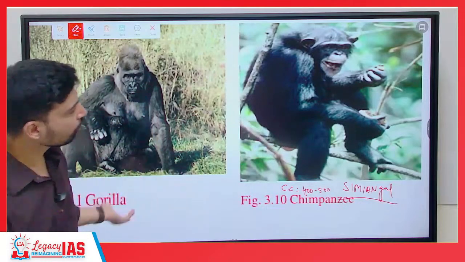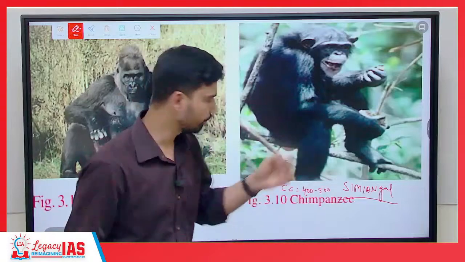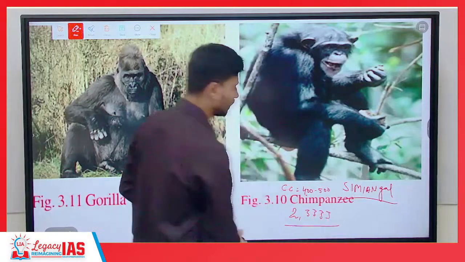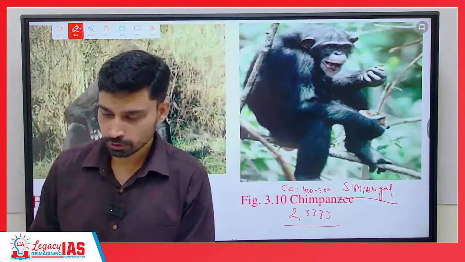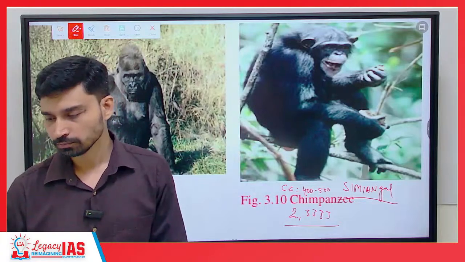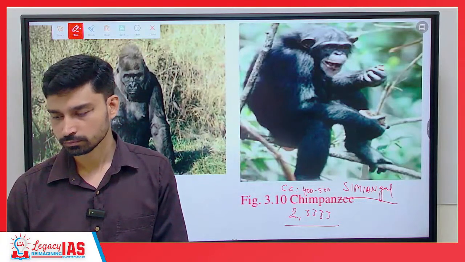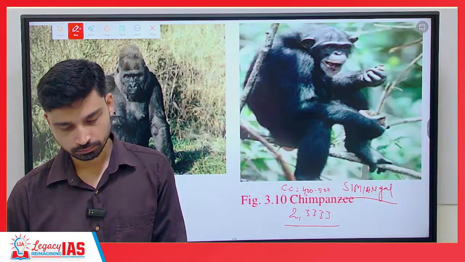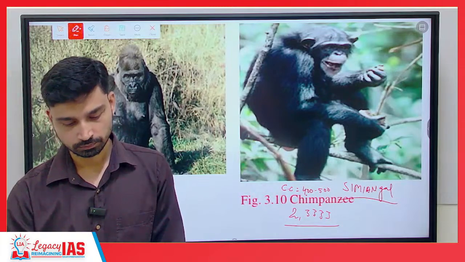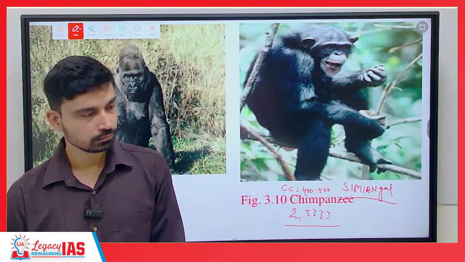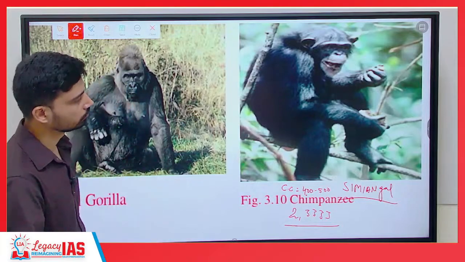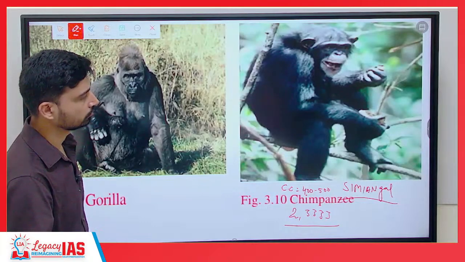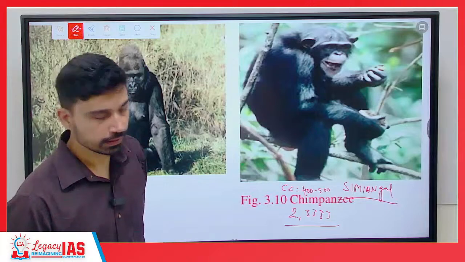The dental formula is the same as humans, 2 1 2 3 over 2 1 2 3. So that is about the chimpanzee.